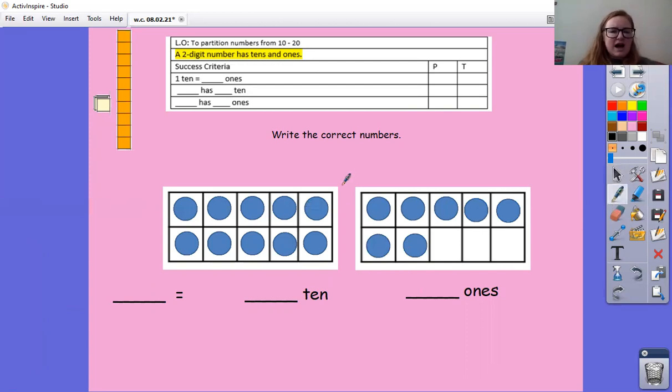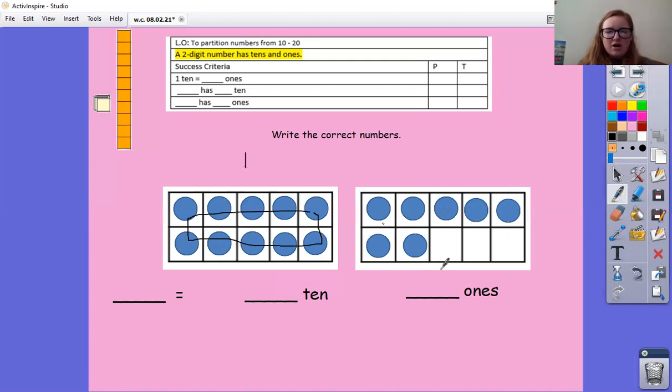Okay, let's have a look at this number. This number has a tens frame here. Is this tens frame full? Yes, this tens frame is full. So that means that this is 1 ten, one 10 here. And then is this tens frame full? No, this tens frame is not full.